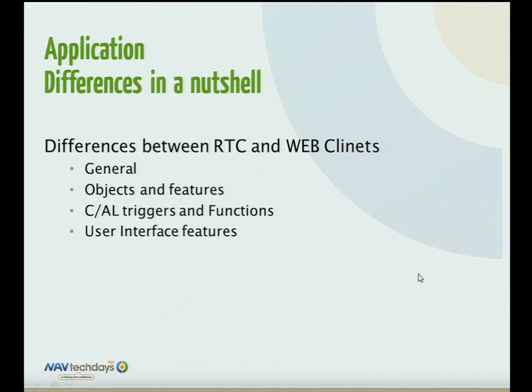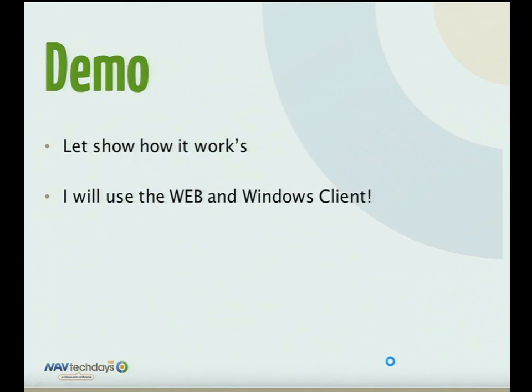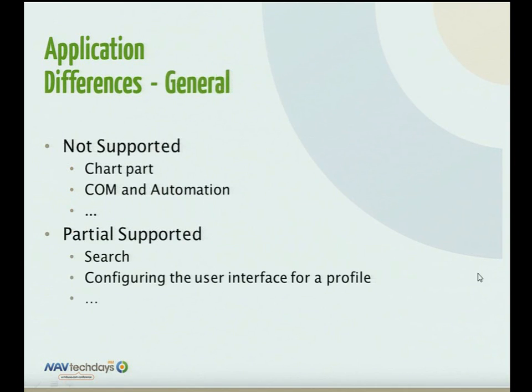So, what about limitations or differences between these clients? Sure, there are some, because it's also different target groups that we are targeting with these new clients. I have put them into 4 categories here. We have some general limitations, then we have some object and feature limitations, and then we have C/AL triggers and functions deeper down in the C/AL code, and then we have some user interface features that we are not supporting, or some of them are partly supported.